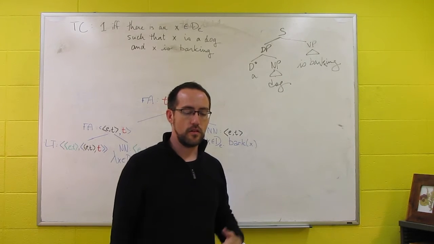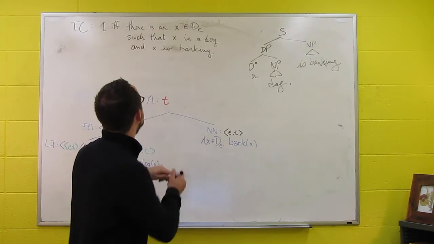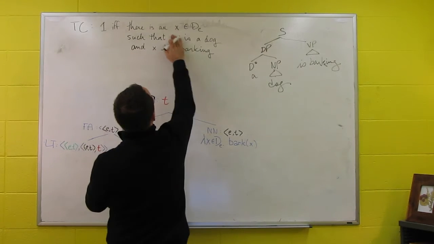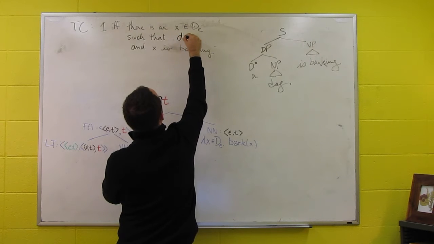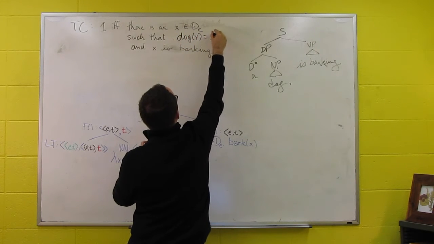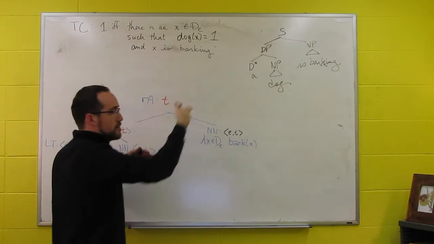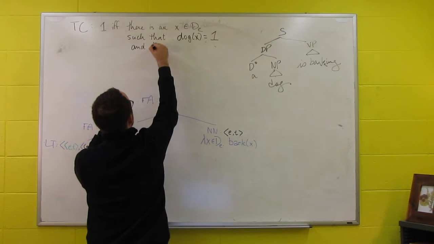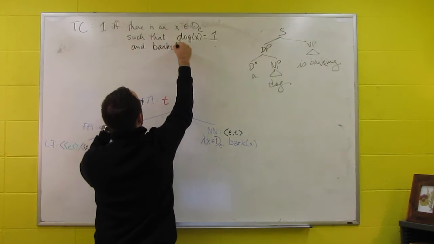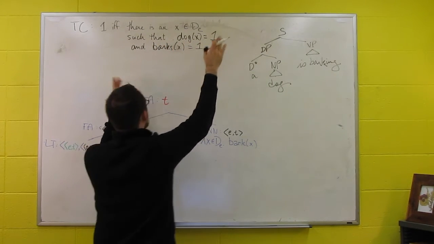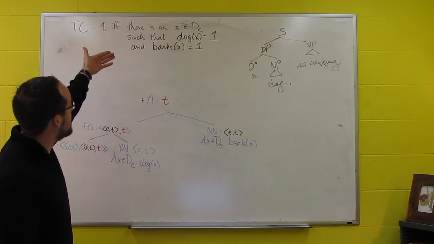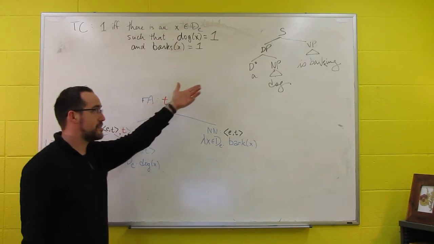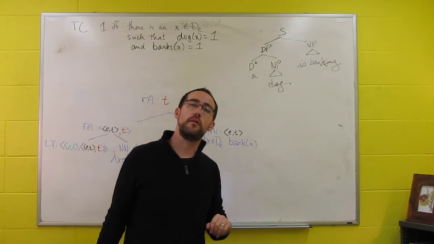And so you plug it into this, we say x is a dog, we can replace x is a dog with the function dog of x equals 1. So we plug x into the function for dog and we get 1. And we can change that for barking too. Let's say bark of x equals 1. Right? So if there is an x such that dog of x equals 1 and bark of x equals 1, then this sentence is true. Otherwise it's false.